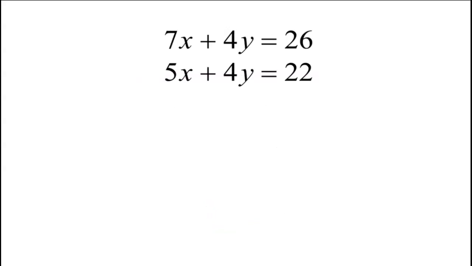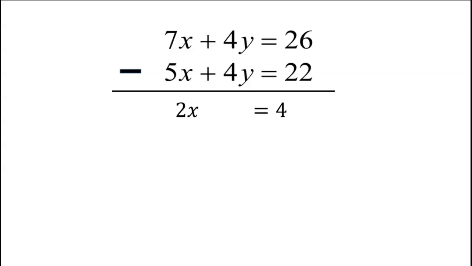Now what happens if the two variables are not opposite of each other? So in this case, we notice that our y values again have the same value, but the signs are exactly the same. Well, we treat it very similar to how we treated the first method, but instead of adding the two equations together, we're going to subtract the bottom equation from the top equation. That will still eliminate that variable in the middle. So 7x minus 5x is 2x, 4y minus 4y cancels out, and 26 minus 22 is 4.